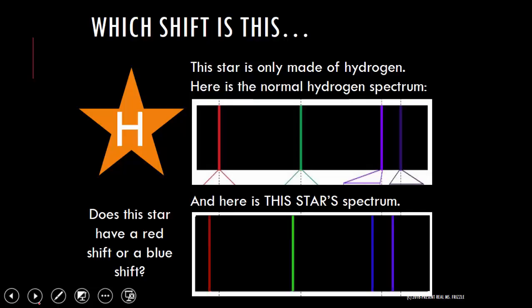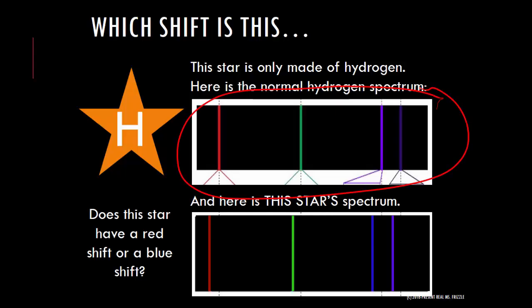So, let's test ourselves. Let's say that we got a star and it's only made of hydrogen. Here is the normal spectrum, right here. And this is what scientists see. Now first you need to figure out, is it a red shift or a blue shift? And then figure out what direction that is. So hopefully you said a red shift. It's moving towards the red end of the spectrum. And red, remember, means that it is moving away from us. Think like red taillights.